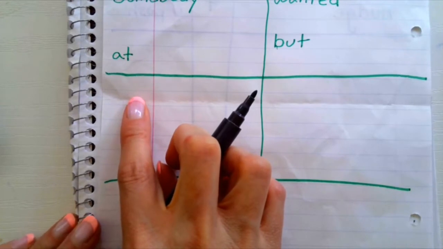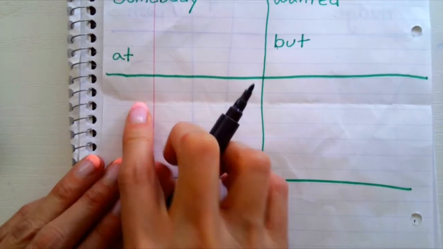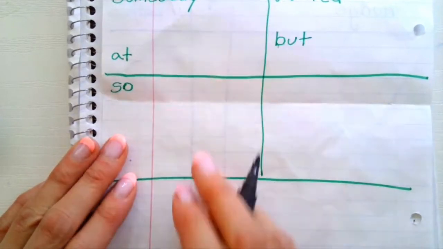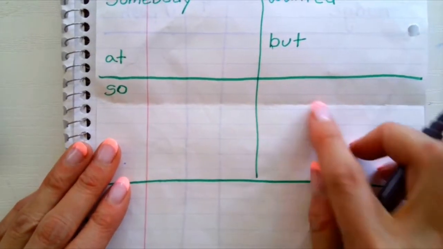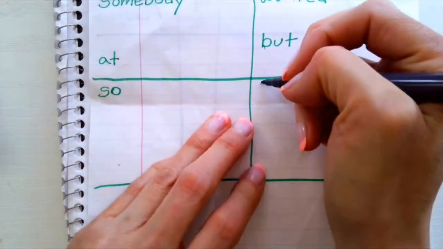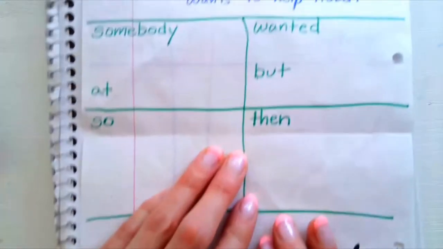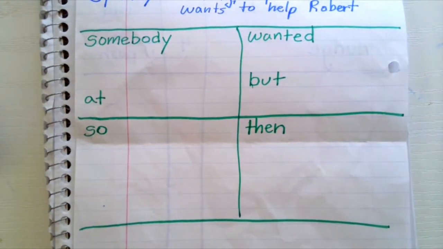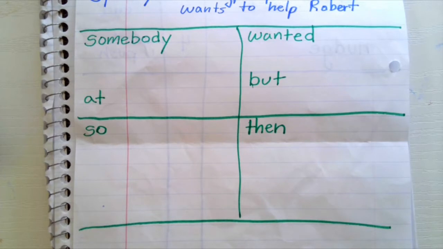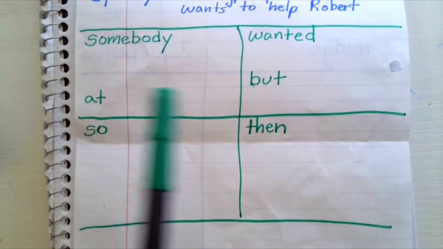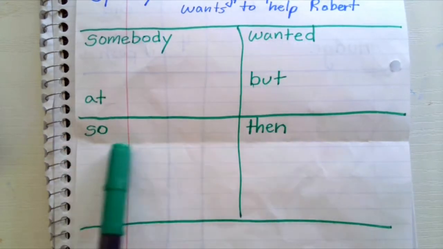In this third section over here, the word so, S-O. And finally over here, the word then. This is a trick to summarize or tell the short version of what happened in a story. It's a way to show someone you understand what the story was about. It goes, somebody wanted at, or somebody at wanted but so then.